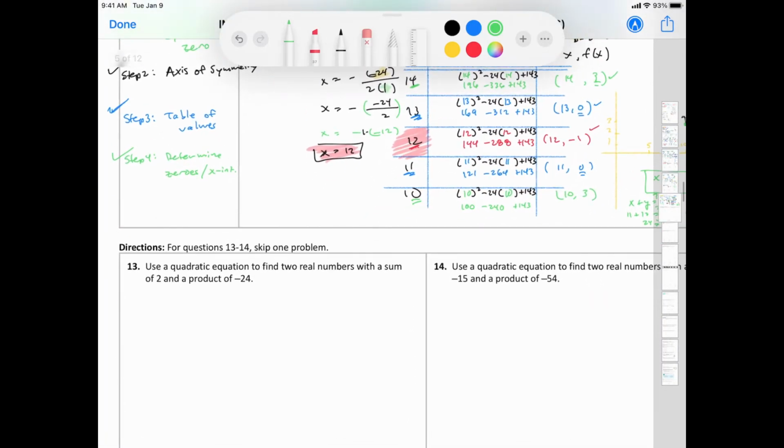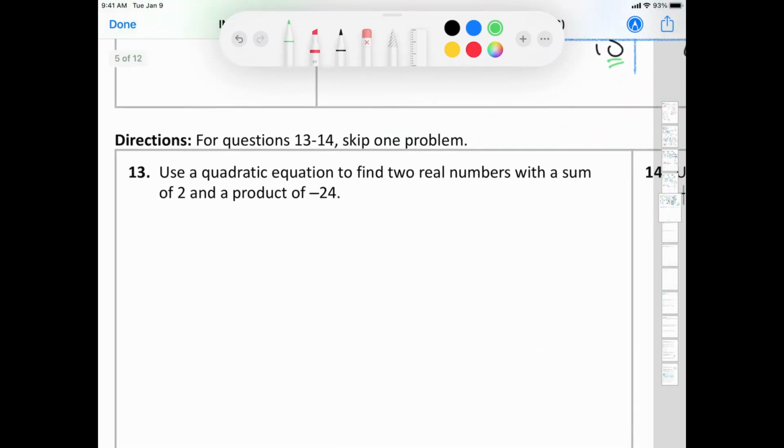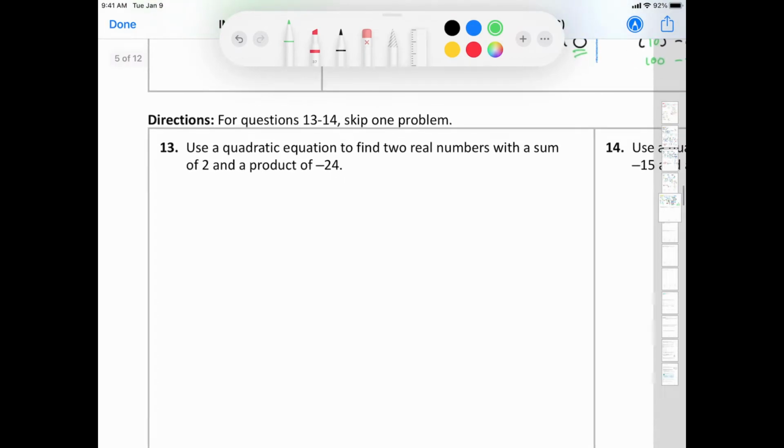All right, directions for questions 13 and 14, skip one problem. Let's go ahead and do this one. Use a quadratic equation to find your two numbers. Kind of like the last problem, we chose them to be x and y with a sum of 2. So x plus y equals 2, and their product is negative 24.